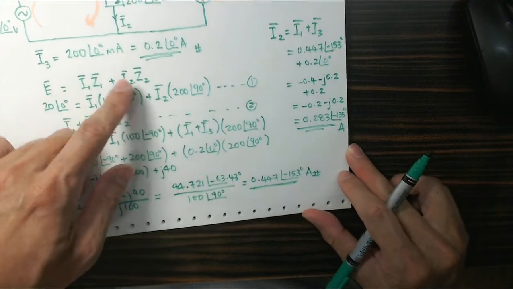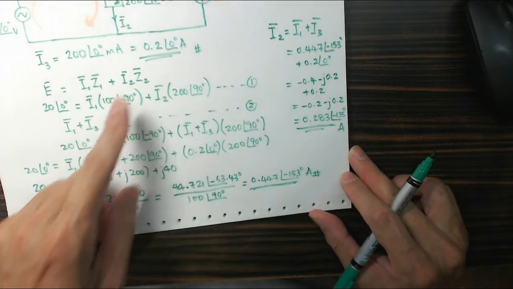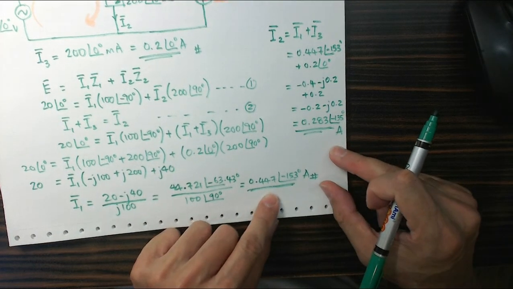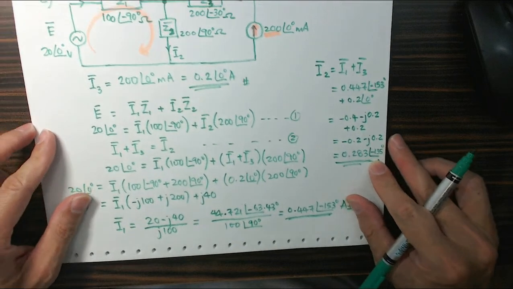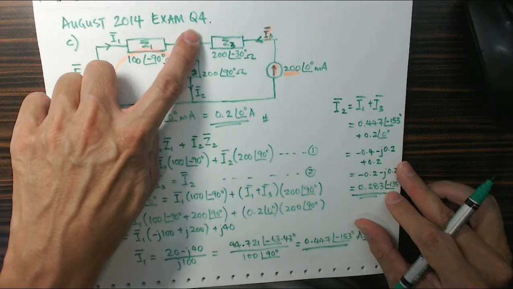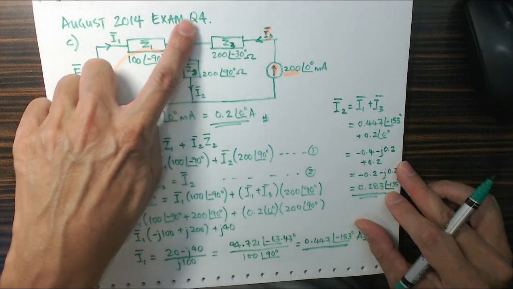Alright, so I have calculated I3, I1, and I2. Right, so that's all for this question, August 2014 exam paper question 4.